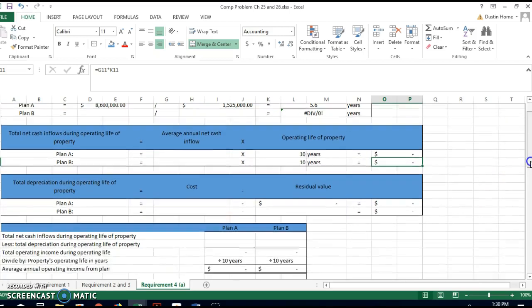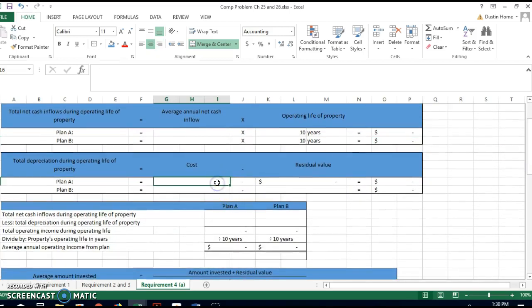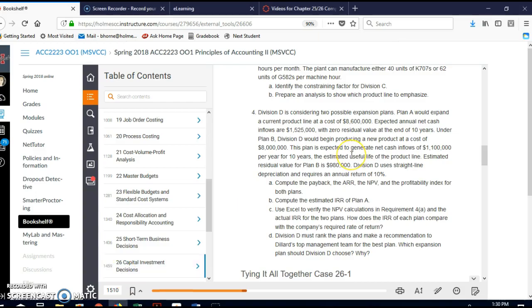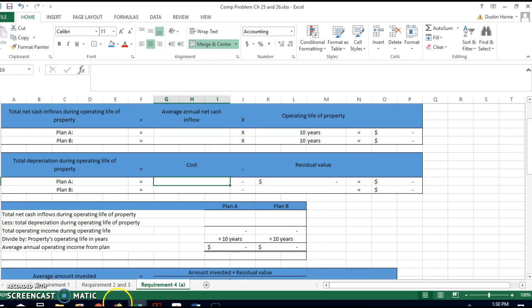Now, total depreciation. What you have to do here is take the total cost and subtract the residual value. For Plan A, there was no residual value. There will be nothing left over. So the cost is $8,600,000 minus 0. That tells you that all of it is going to depreciate, the entire $8,600,000, because this is 0.